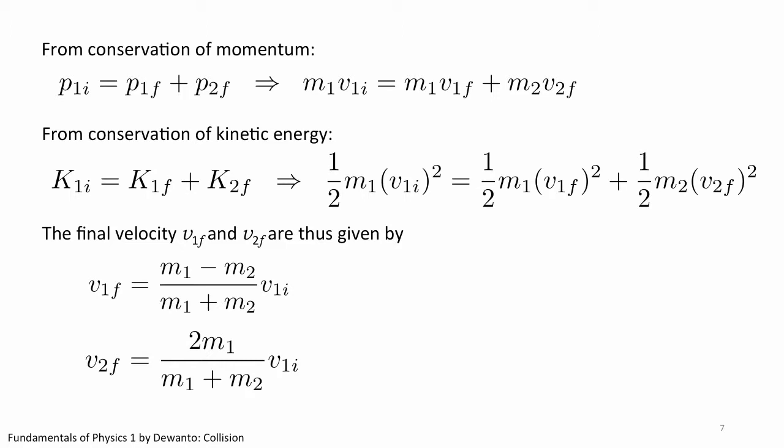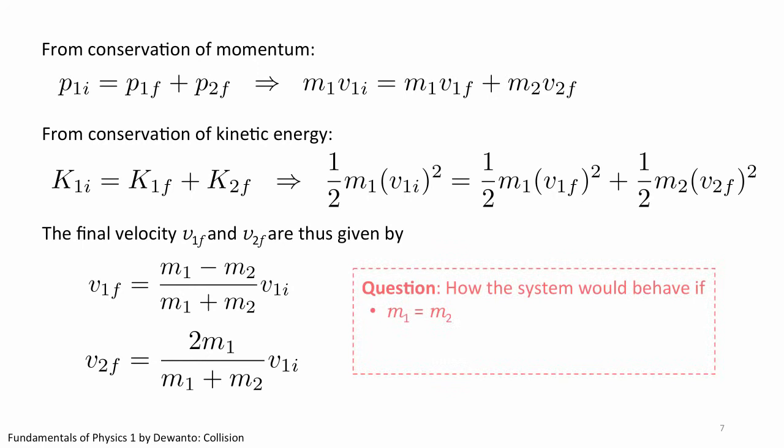Now, if you have finally done deriving the answers, I would like you to think how the system would behave in the following situations. A. When m1 is equal to m2, that is to say both gliders are identical. B. When m1 is more massive than m2. And C. When m1 is less massive than m2. Think about it and let me know your answer during the face-to-face session.